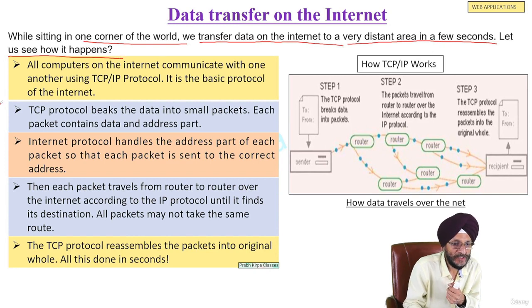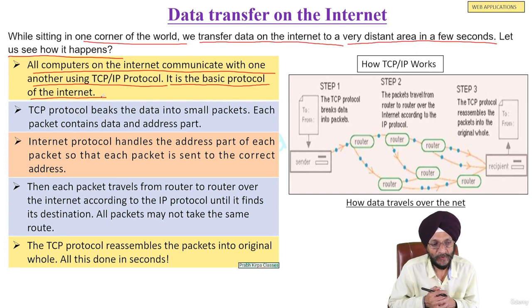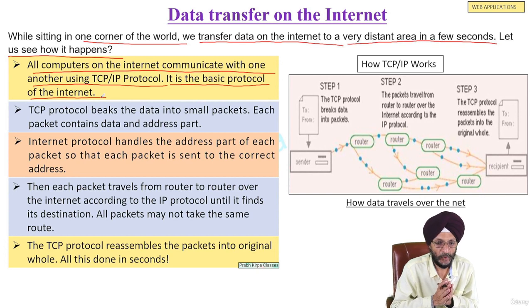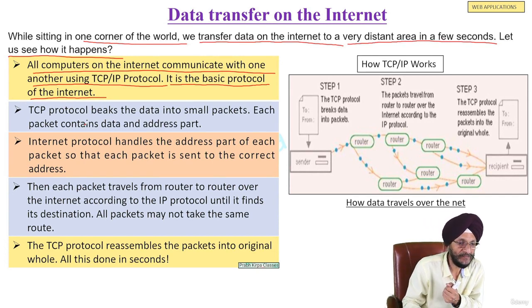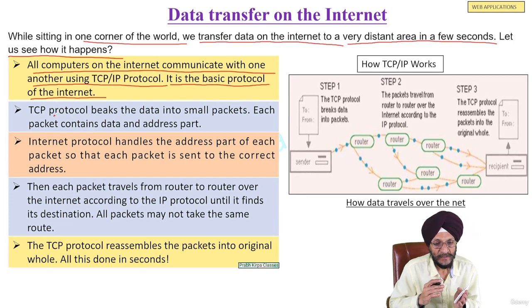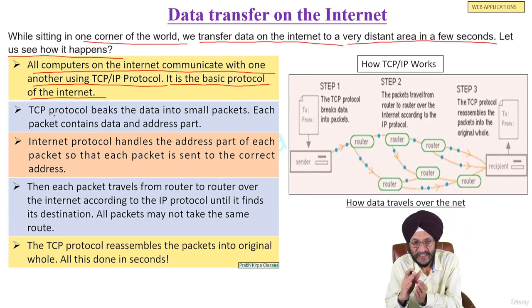All the computers on the internet communicate with one another using the TCP/IP protocol. TCP/IP protocol is the basic protocol of the internet. We will discuss about this protocol in detail in the coming lectures. Now the data travels over the internet. It follows certain steps.